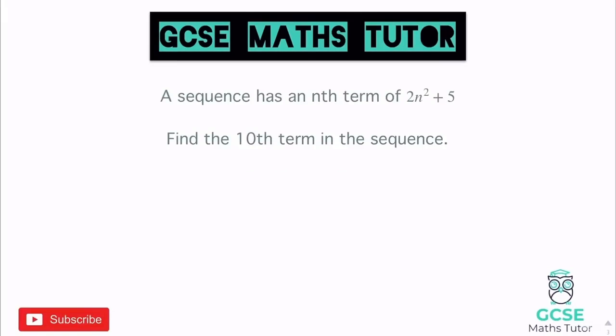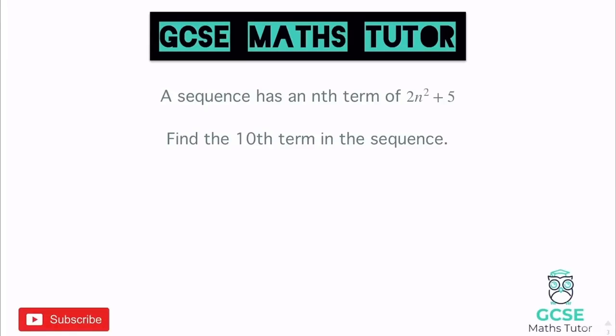A sequence has an nth term of 2n squared plus 5. Find the 10th term in the sequence. So obviously we've got a different nth term here. This is a quadratic sequence, but we're going to approach it in exactly the same way. Now it does have a little n squared there, but it's already given us the nth term, so we've not had to find the nth term of this sequence. It does look a little bit different to the previous two, but we're just going to apply it in the same way.